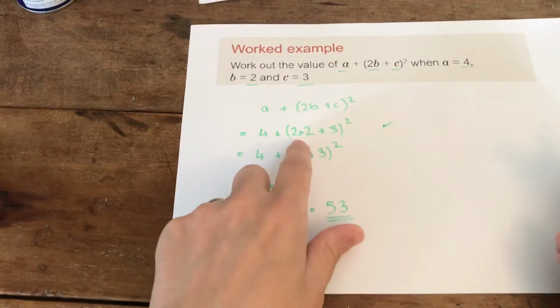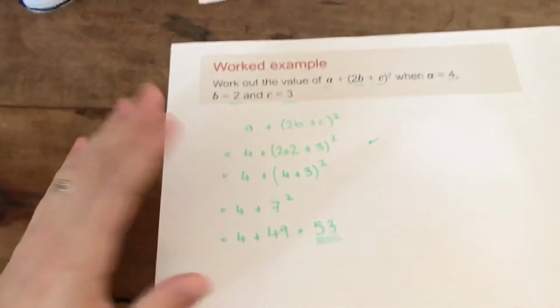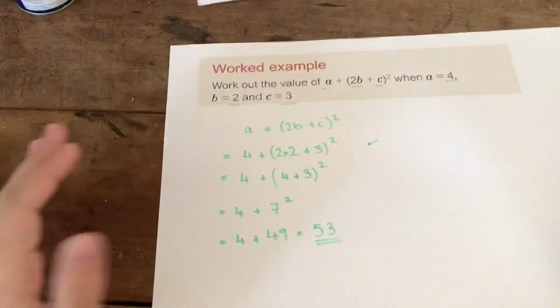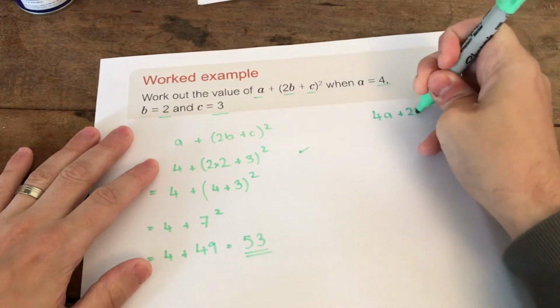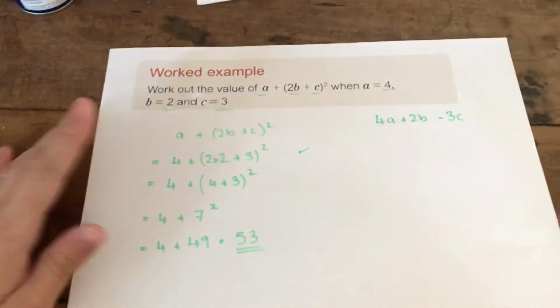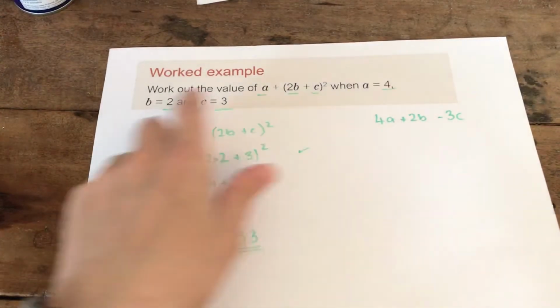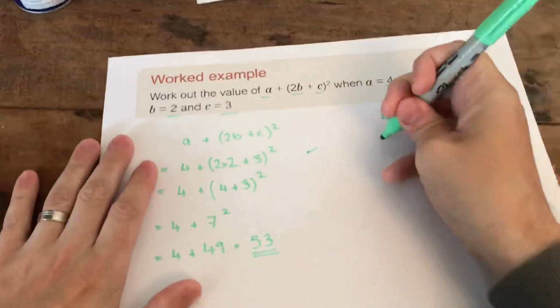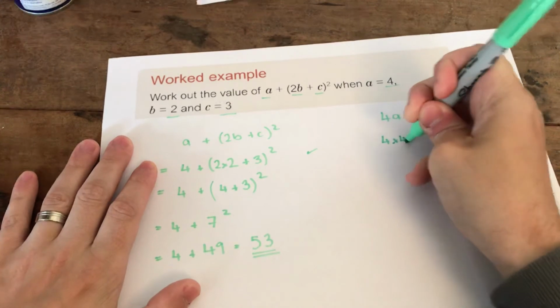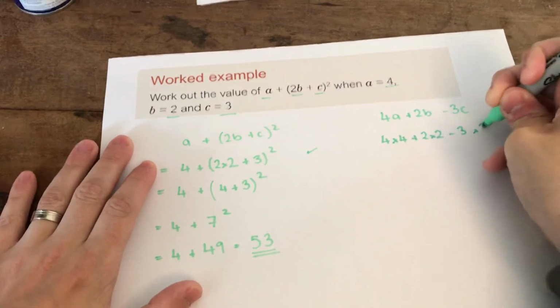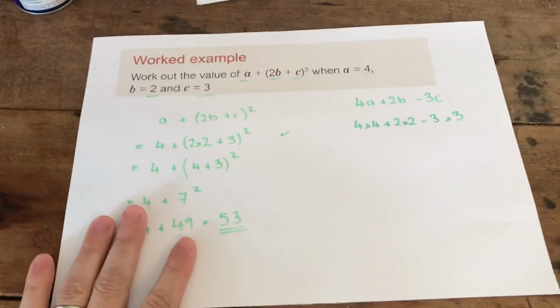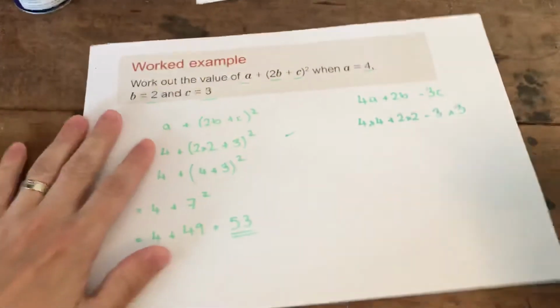Write it out like this. Notice I've done a times there. Write it out like that. That will get you your first mark. Imagine I had 4a add 2b minus 3c and I was going to substitute these numbers into this. I would write that out as 4 times 4 add 2 times 2 minus 3 times 3. I'd write that out because that would get my first mark.